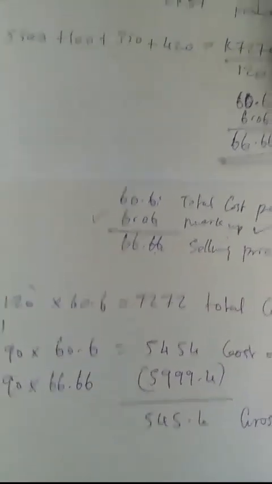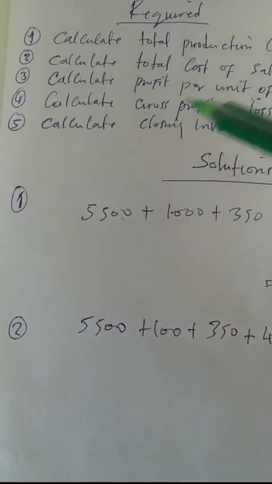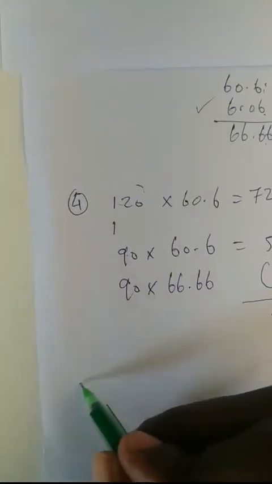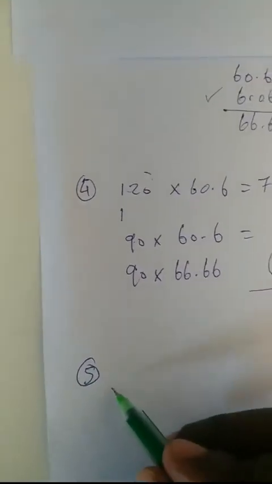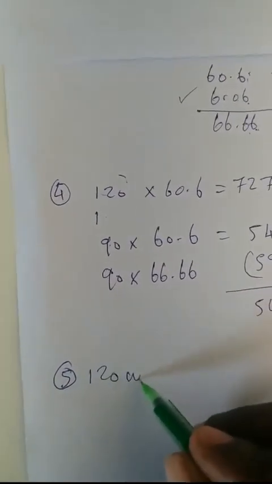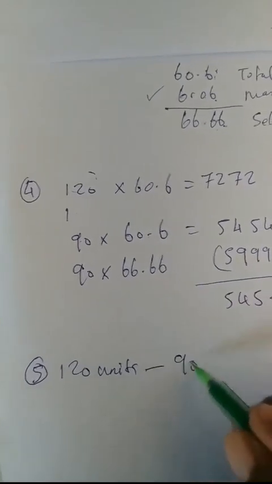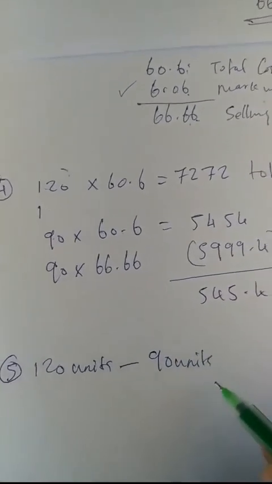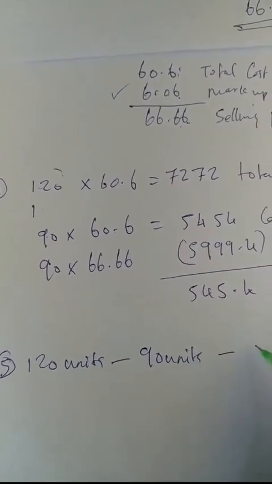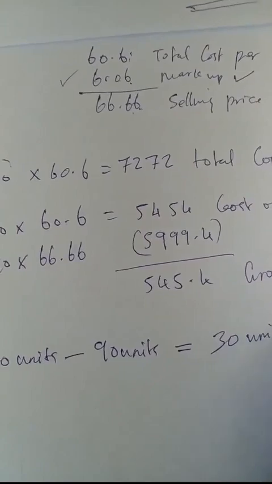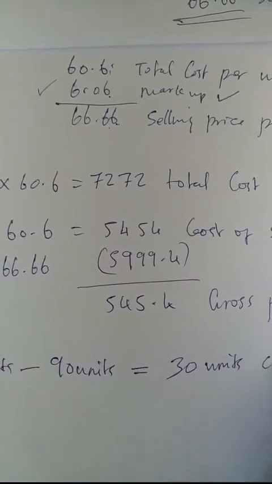Okay, so we do now the final question, which is question 5. Calculate closing inventory value. So that's number 5. You produced 120 units, then you only sold 90 units. So your closing inventory units came to 30 units.